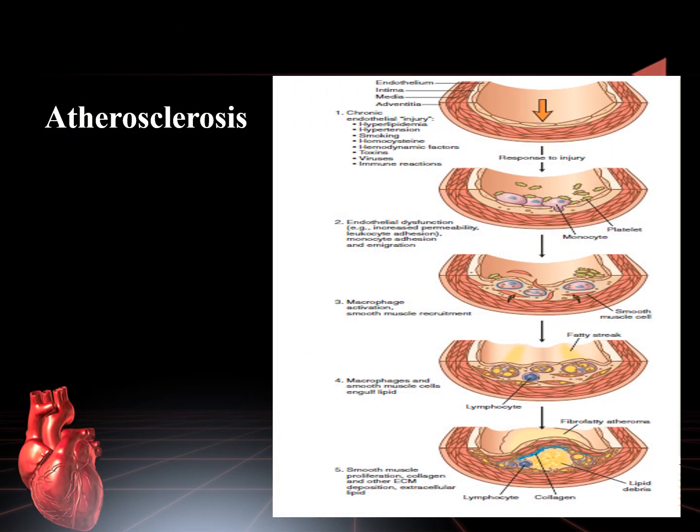Atherosclerosis is a chronic disease which is accompanied by the deposition of lipids and proteins in the intima of the arteries and the development of elements of connective tissue here. In this slide, you see the stages of the development of atherosclerosis.